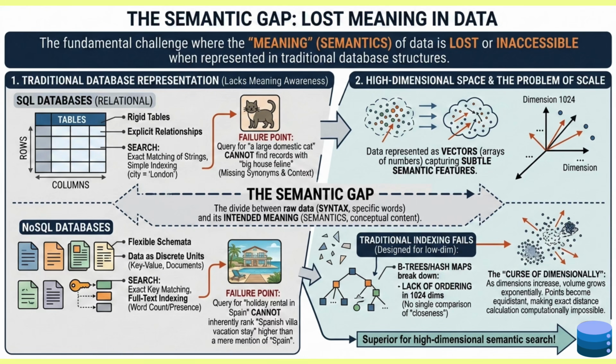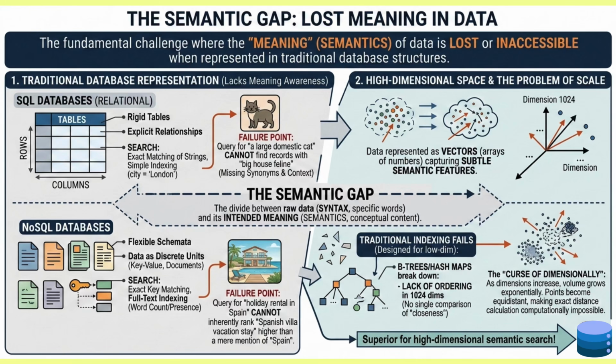So why did the traditional indexing fail? Traditional indexing methods like B-trees or hash maps are designed to handle low-dimensional data where ordering or equality are clear. They break down in high-dimensional space because, first of all, of lack of ordering. Let's say in 1024 dimensions, there is no single meaningful order to efficiently compare the closeness of two vectors.